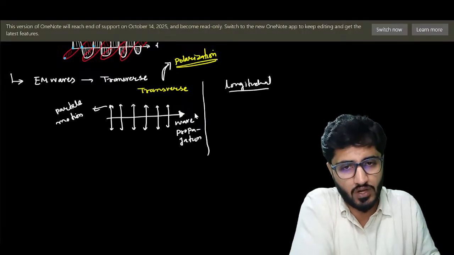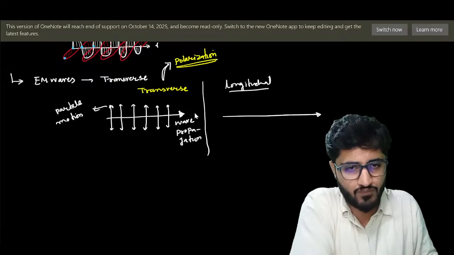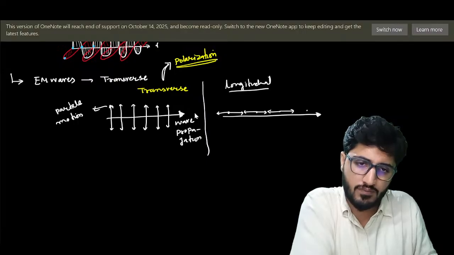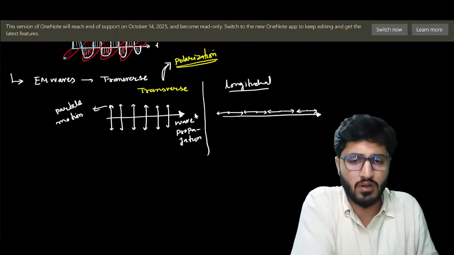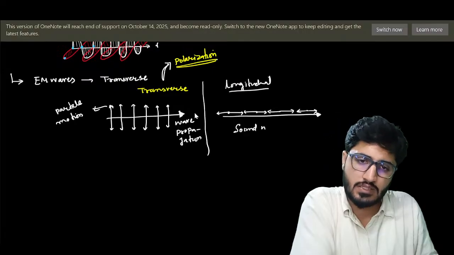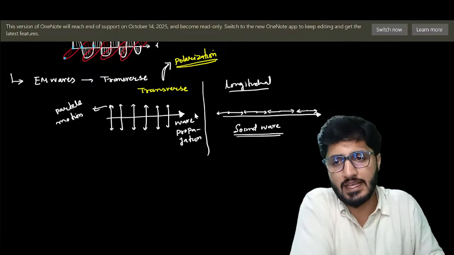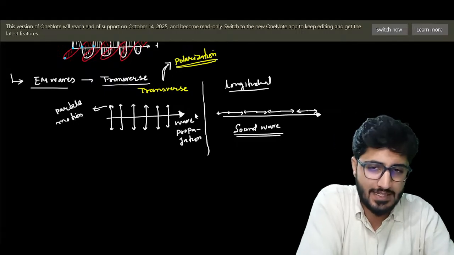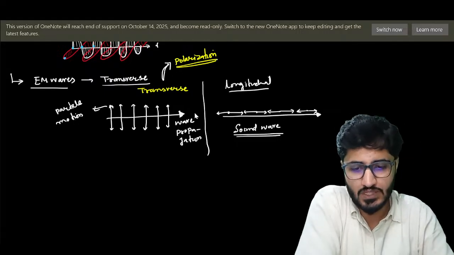One more thing, what is a longitudinal wave? Longitudinal means the particle will go back and forth. An example of a longitudinal wave is the sound wave. Sound wave is a kind of longitudinal wave, and EM wave is a type of transverse wave. Done?